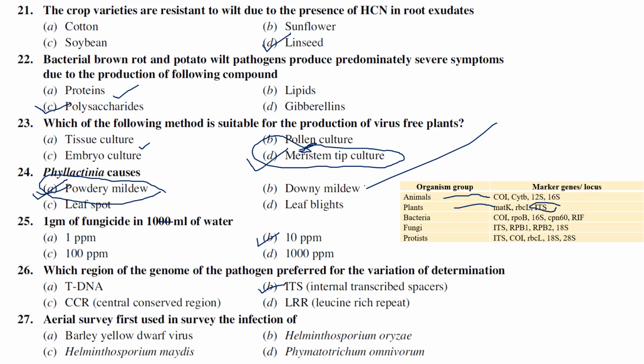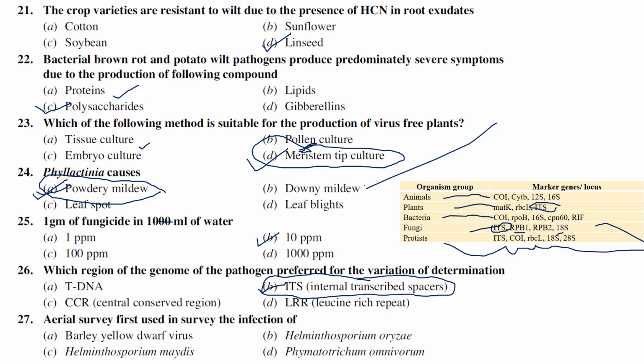And when it comes to bacteria, rpoB, 16S, cpn60, rif. So for fungi, ITS is very important, along with RPB1, RPB2 and 18S. And for protists, ITS, COI, rbcL, 18S and 28S. These are some of the markers or loci that we target. But generally for fungus, we go with ITS. That is the most recommended and most used.